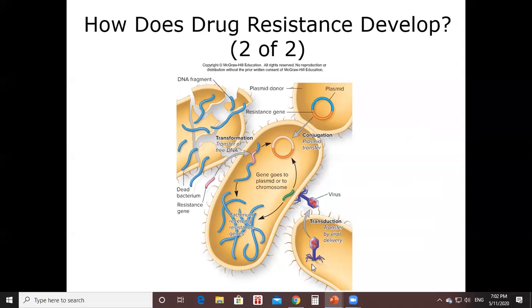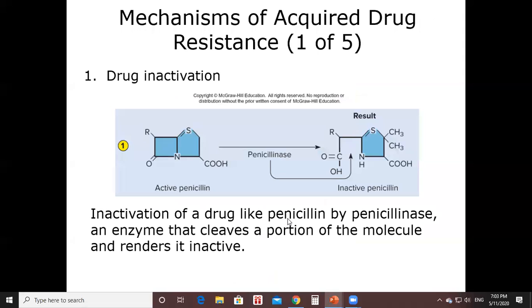This one's kind of interesting. You know, viruses can infect bacteria. So if you have viruses in a bacteria that has resistance, it can actually incorporate that DNA or RNA into itself and infect another bacterium. When it infects this bacterium, it transfers the resistance gene so that this bacterium will now learn and have resistance. That's a virus that can transfer it over. And that's called transduction. Very interesting.